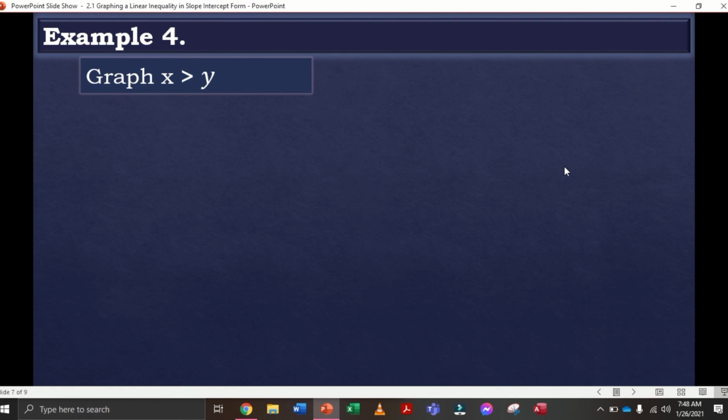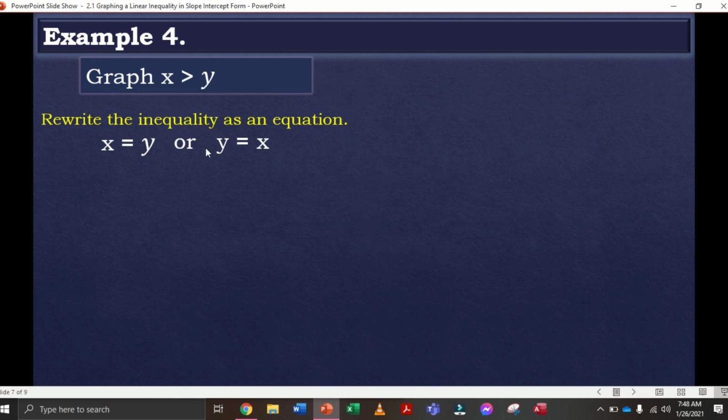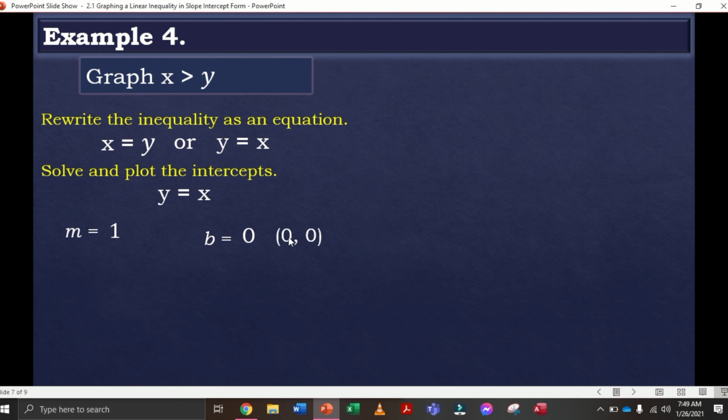So, I have here graph x is greater than y. Kapag ganito, paano ba ito i-graph? Okay? So, rewrite as an inequality. So, x is equal to y. And then, pwede mo siya y is equal to x. Since x is equal to y, therefore, y is equal to x. So, kunin natin ang slope at ang intercept. Since y is equal to x lang siya, akala natin wala tong coefficient, pero the slope is 1. Ang y-intercept mo is 0. Okay? Kasi wala eh. So, if we will be plotting the y-intercept, that is 0, 0.